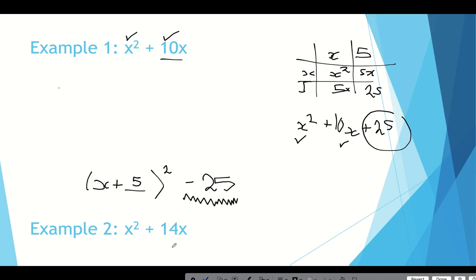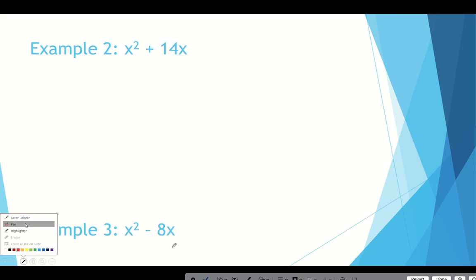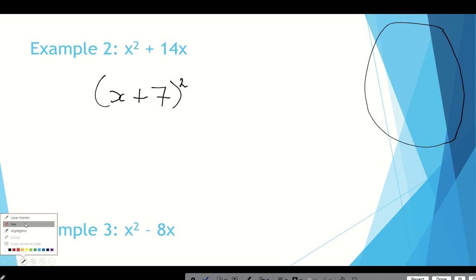The next question, example 2, I'm going to show you a shortcut. So, as always, we take the x, we put a plus because there's a plus here, and then we halve the number in front of the x, which is 7. And we're going to put this to a power of 2. Rather than doing the working out here on the right hand side, I'm going to give you a shortcut. What you can do is just write minus 7, because this matches this number here, squared.